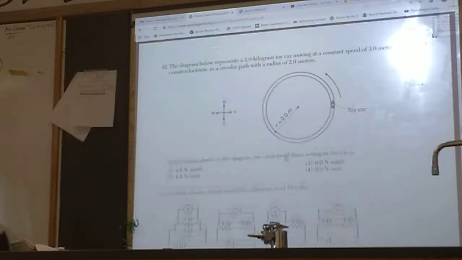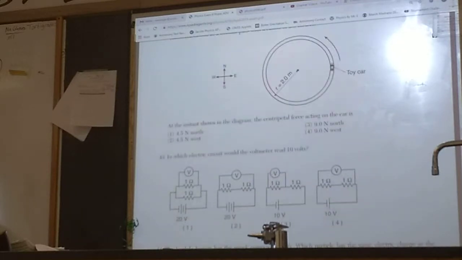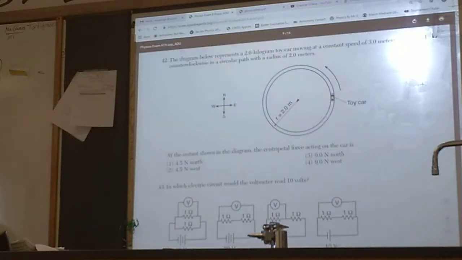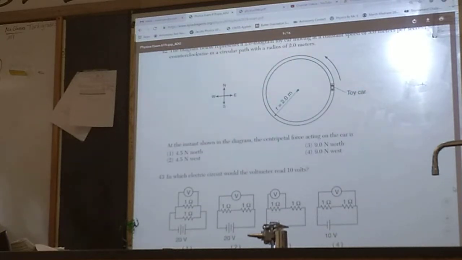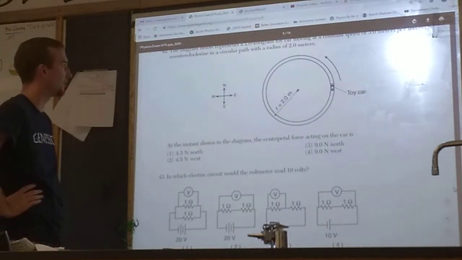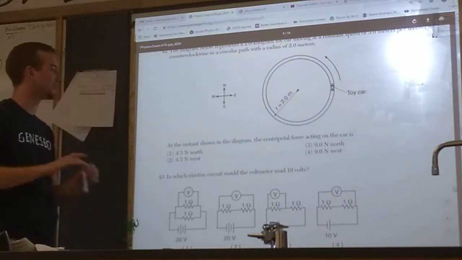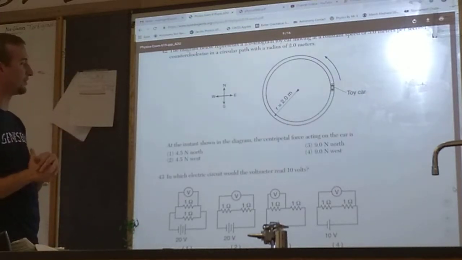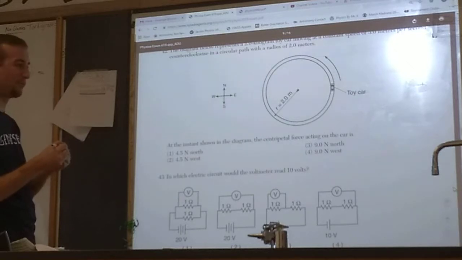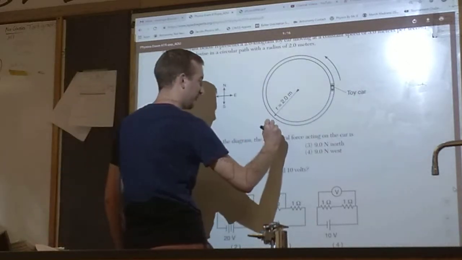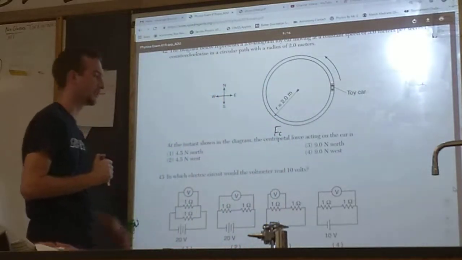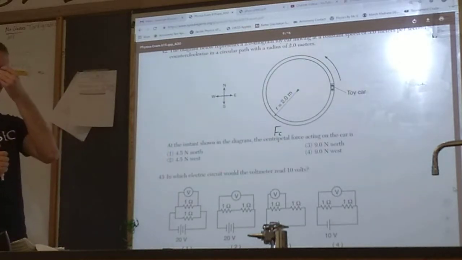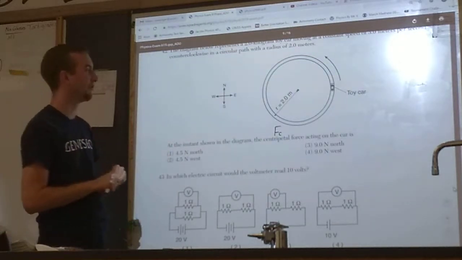Question number 42. The diagram below represents a 2 kilogram toy car moving at a constant speed of 3 meters per second, counterclockwise in a circular path with a radius of 2 meters. At the instant shown in the diagram, the centripetal force acting on the car is what? Okay, so centripetal force, that's what we're looking for. It looks like we're looking for the magnitude of the centripetal force.